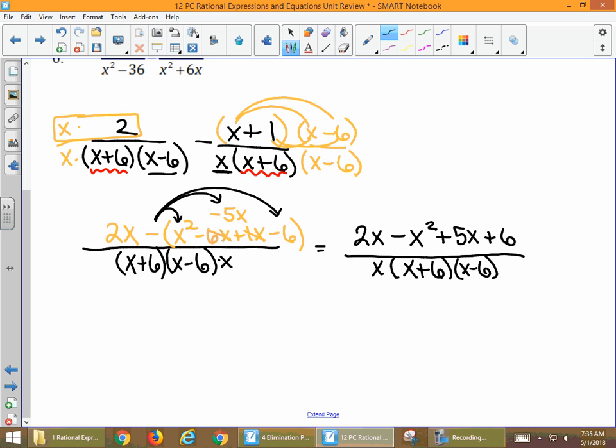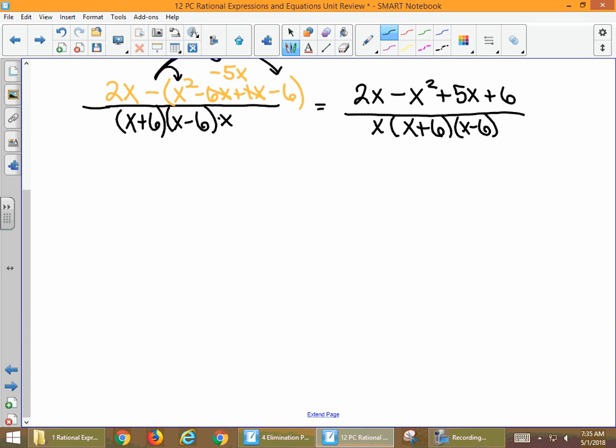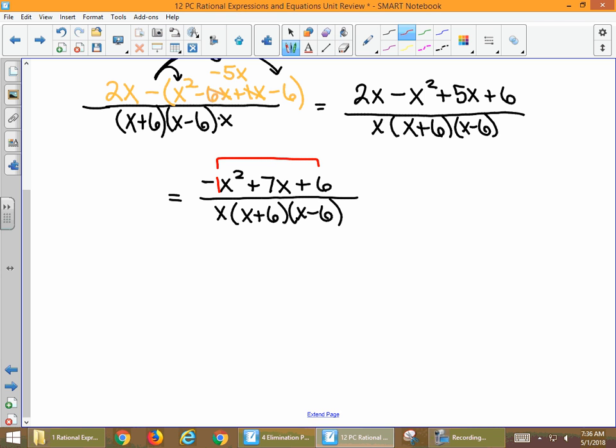All right, let's combine our like terms. I'm going to write my numerator in standard form, so I'm going to write the negative x squared out front. 2x plus 5x is 7x. And my constant is 6. And then you always want to see if you can factor at the end. So in my numerator, I have this negative 1. Negative 1 times 6 is negative 6.